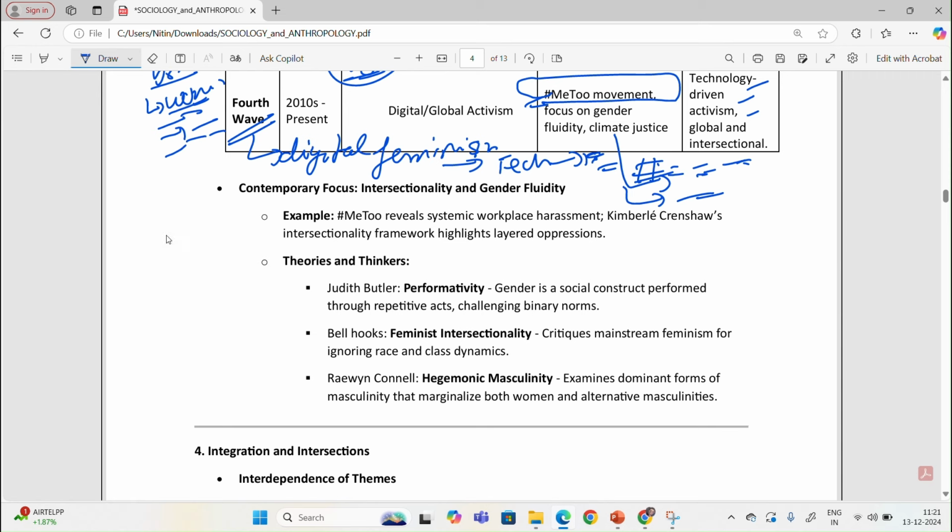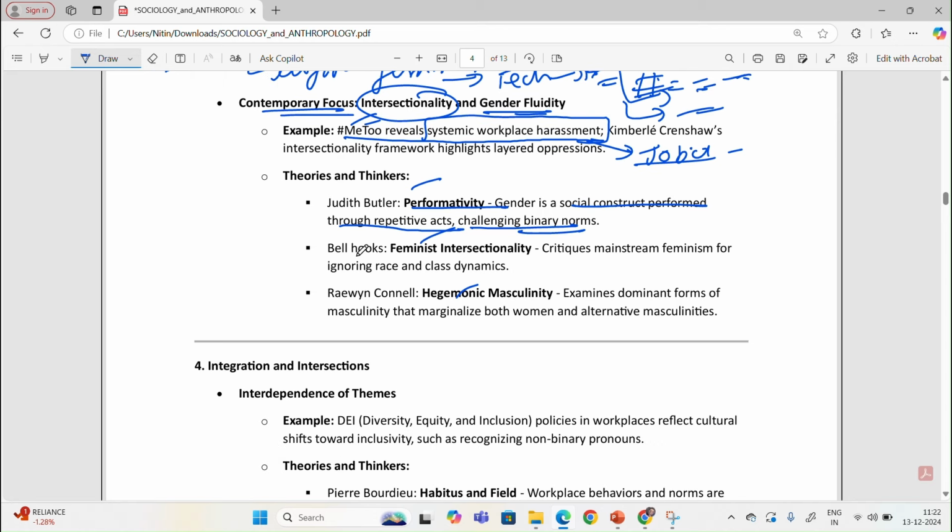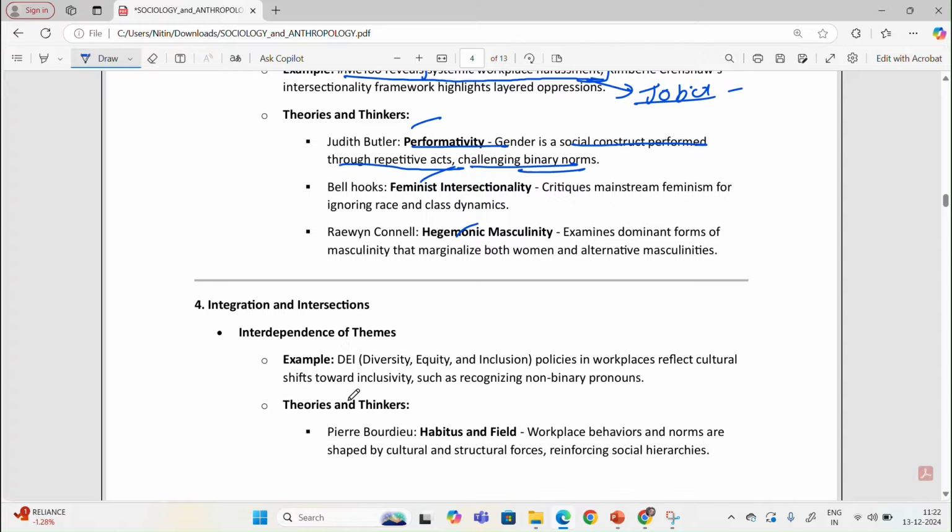Yeah. And then today the contemporary focus is on intersectionality and gender fluidity. For example, you have the Me Too, which revealed systemic issues, focused on workplace harassment. So the whole Me Too movement was about women at work. There are certain theories that you can read. For example, performativity. Gender is a social construct performed through repetitive acts, challenging binary norms. So this is the whole concept of gender being fluid. And also, I really don't subscribe to it, but you can read these theories if you want to.